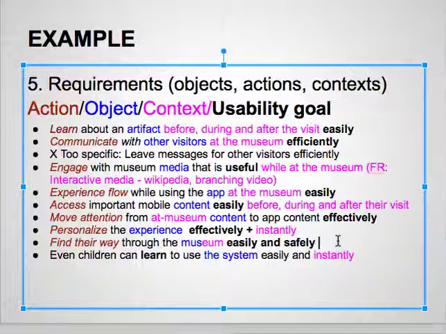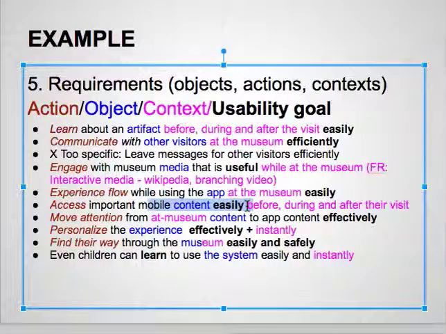If we look at some of the context scenarios, all the things Sarah and her friend are doing, what else do they need to be able to do? Well, they need to be able to access important mobile content. What's the context? Before, during, and after their visit. How? Easily. Because Sarah could very easily pull the app up on her phone before she visits the museum to see if there's anything at the museum.